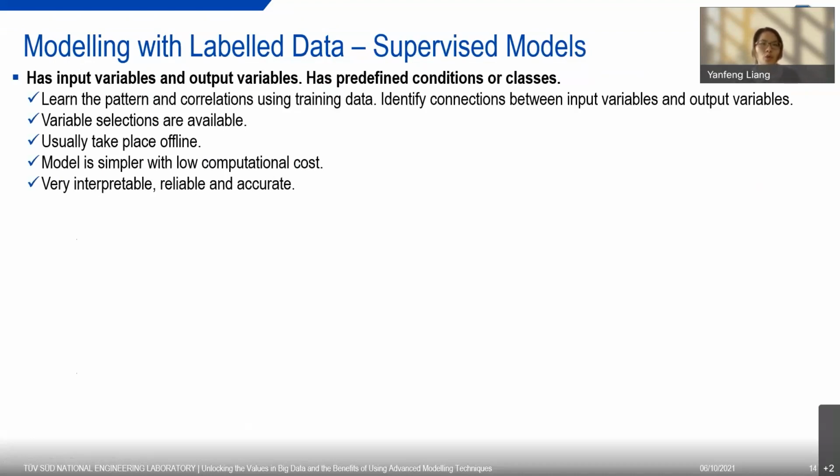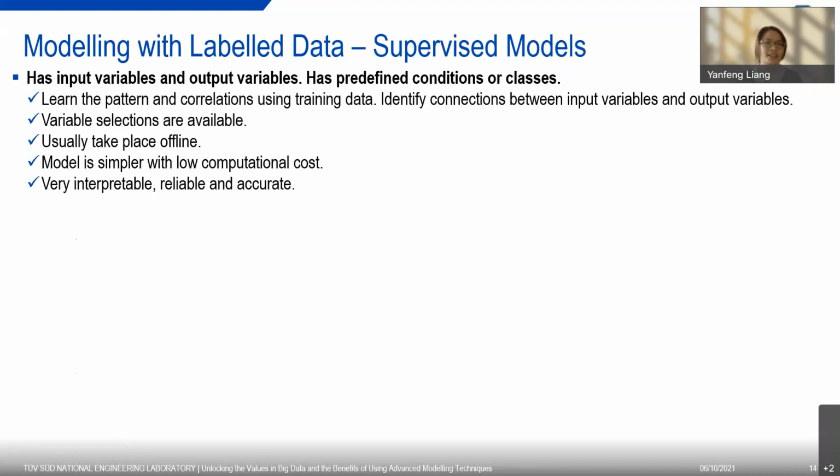Say, for example, you know that your system is very prone to having wax buildup just because of the activity your meters are performing. Then, having a supervised machine learning model, it can tell you which variables are most affected when exposed to wax buildup, so that you can keep an eye out on those variables to monitor for any changes. Because of the supervised nature, this usually takes place offline. Models are a lot simpler because we can guide them through the learning process with a lower computational cost, and the result is very interpretable, very reliable, and very accurate.